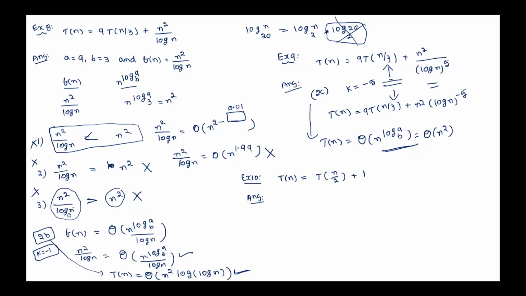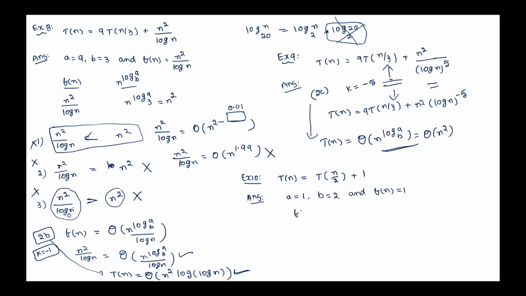Sir, here number of subproblems is 1, sir. Then forget about that; what is A value, B value? Easy, no? A is 1, B is 2, and f of n is 1.